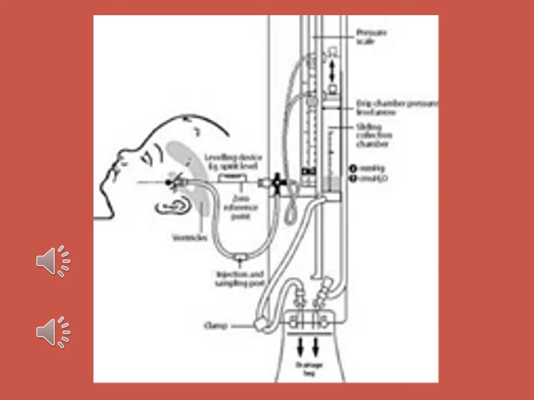What's really important with a child who has an EVD is that they constantly have to be leveled whenever they move, anytime they change positions, because you level it to their ear so that it's not draining CSF fluid too quickly or too slowly, because certainly that can cause changes.